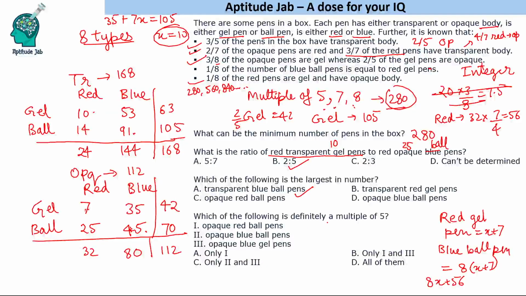Which of the following is definitely a multiple of 5, right? So we will look at the minimum value and see which is a multiple of 5. Opaque red ball pens, so this is a multiple of 5. Then opaque blue ball pens, that is also a multiple of 5. Opaque blue gel pens, that is also a multiple of 5. So all of them are necessarily multiples of 5. So even if you multiply by 2, 3, they will always remain multiples of 5. So that is the solution to this set and the answers to the questions.